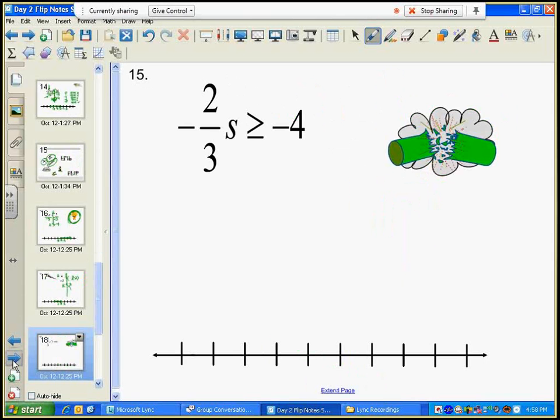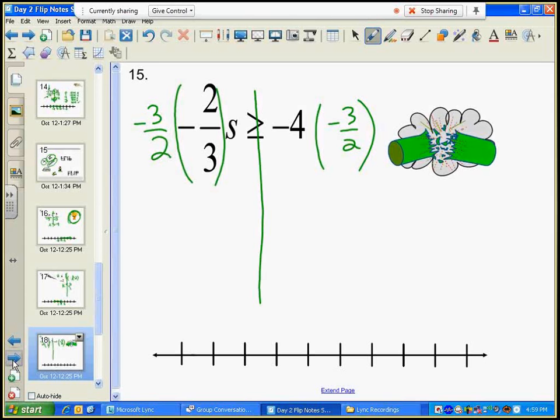Okay. Last one we're going to do is -2/3 s is greater than or equal to -4. So let's see, in order to get s by itself, I'm going to multiply both sides by the reciprocal, which is -3/2. Did you see we're about to multiply by a negative? So that means we're going to do what? We're going to flip the inequality.